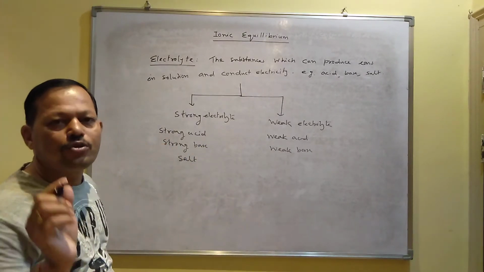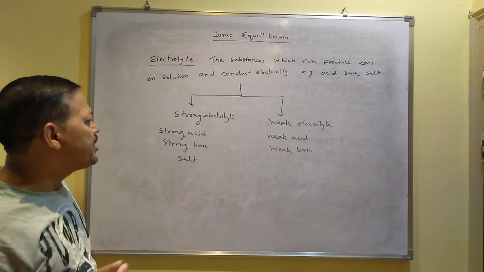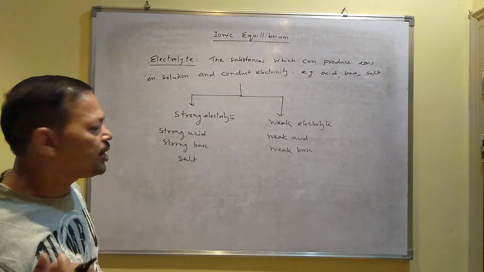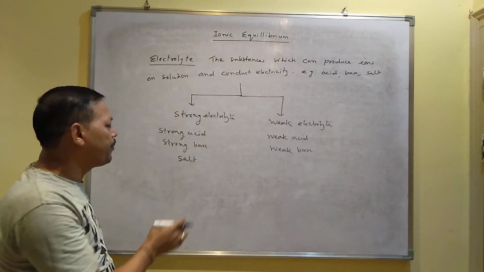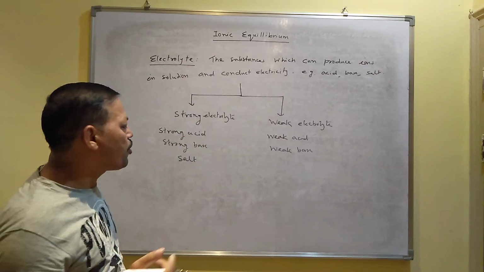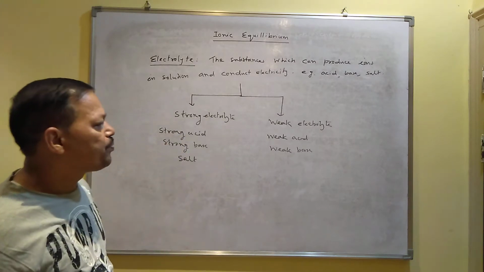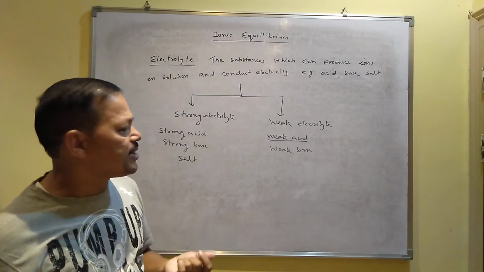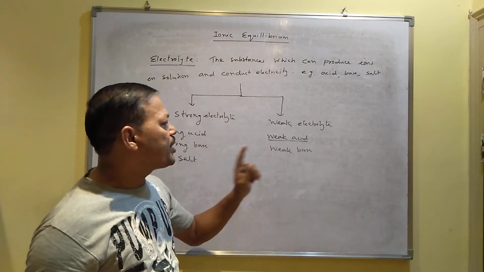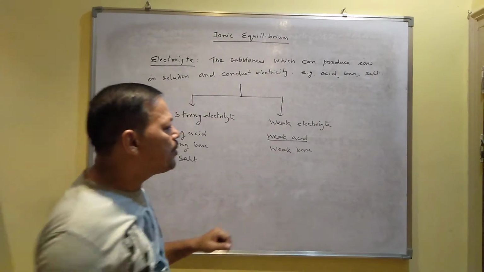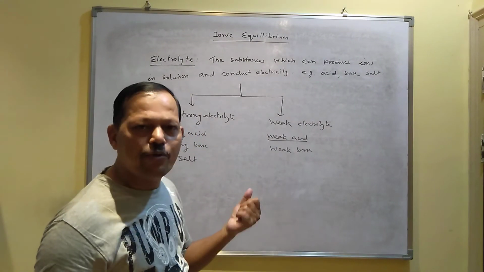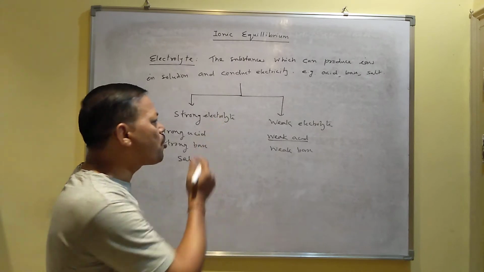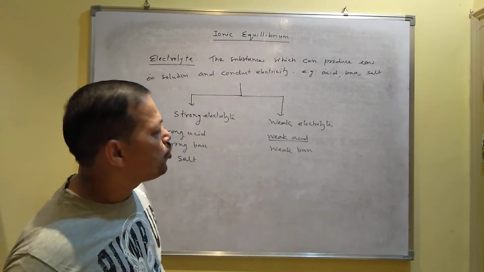Normally strong acids like hydrochloric acid, nitric acid, sulfuric acid act as strong electrolytes. Similarly, strong bases like sodium hydroxide and potassium hydroxide act as strong electrolytes. Some salts like sodium chloride and potassium chloride also act as strong electrolytes. Similarly, weak acids, for example acetic acid and oxalic acid, act as weak electrolytes. Weak bases like ammonium hydroxide and calcium hydroxide are considered weak electrolytes. I mean, strong acid and strong base act as strong electrolytes, and weak acid and weak base act as weak electrolytes.